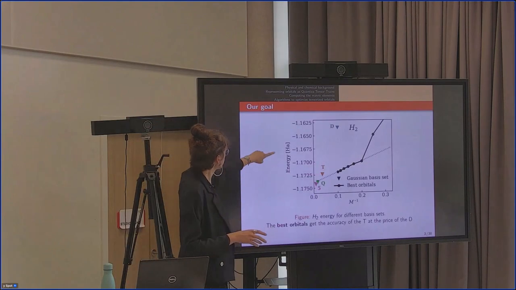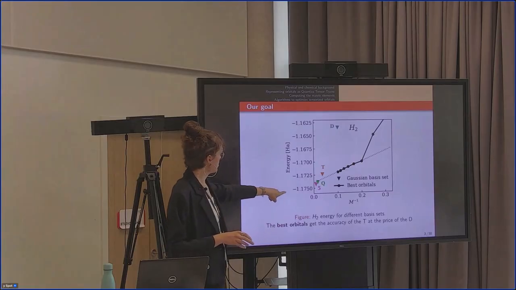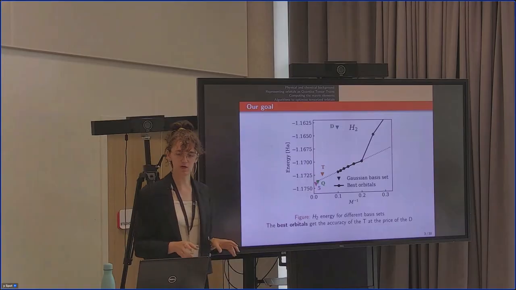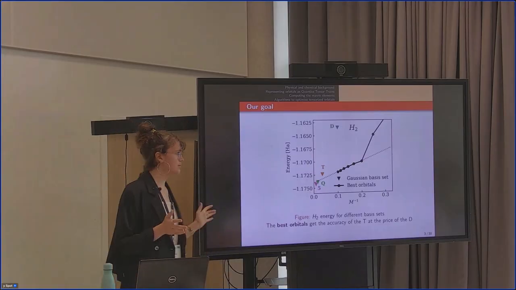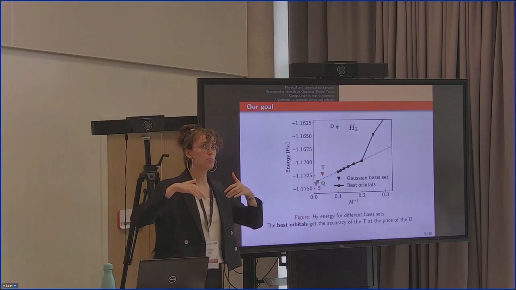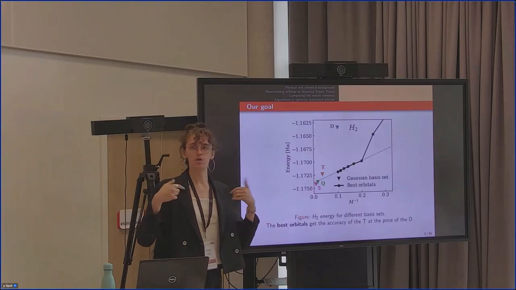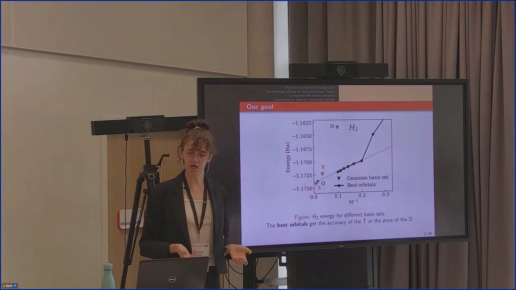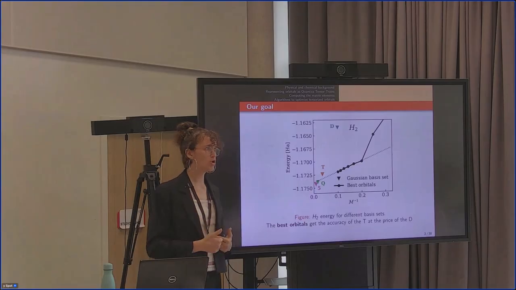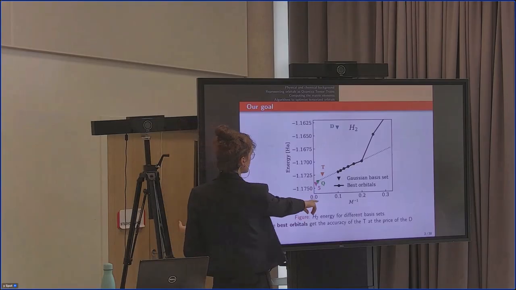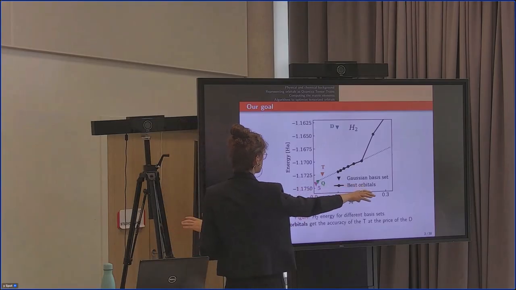So here, what I'm plotting is the energy on the y-axis as a function of the number of orbitals m that we're considering. It's important to keep in mind that the more orbitals we take, the harder the computations are. So we want to have a small number of orbitals. Here it's m-1, so we want to be on the right side.